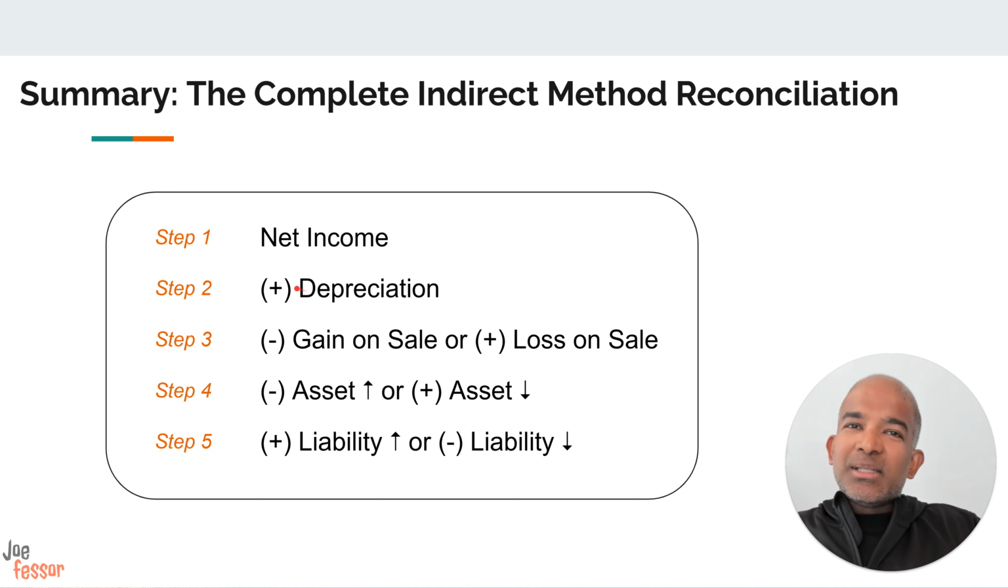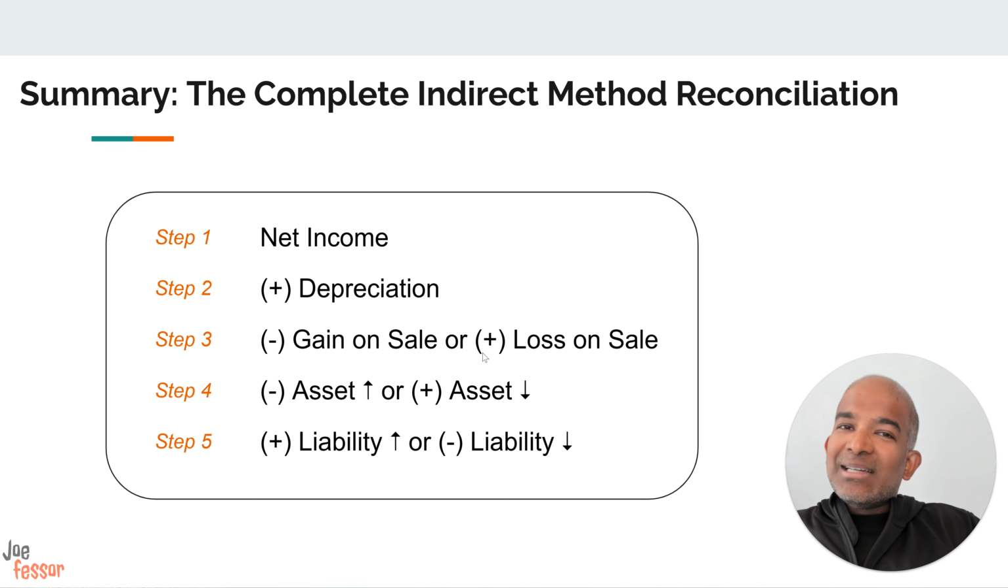The non-cash items like depreciation and losses on sale are added back because they reduce net income but not cash. The non-operating items like gains on sale are subtracted because the cash is counted elsewhere. And most importantly, look at the working capital accounts. Remember the two rules: assets are inverse and liabilities are direct.